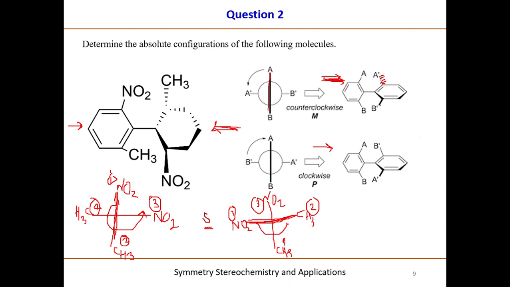So what is the direction of the rotation? It is 1, 2, 3, that is counterclockwise. Again the S configuration is coming from this projection. So the correct absolute configuration of the molecule is S. I hope all of you are clear here.